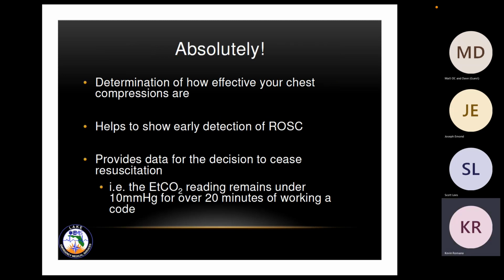So can capnography assist with CPR? Absolutely it can. It helps determine how effective your chest compressions are, it helps show early detection of ROSC, and it provides data for the decision to cease resuscitation, like when the end tidal CO2 reading remains under 10 for over 20 minutes of working a code. If it's under 10, the chances of coming back are very, very slim.